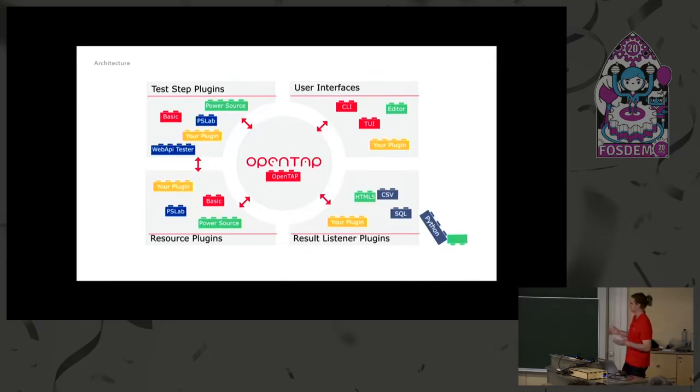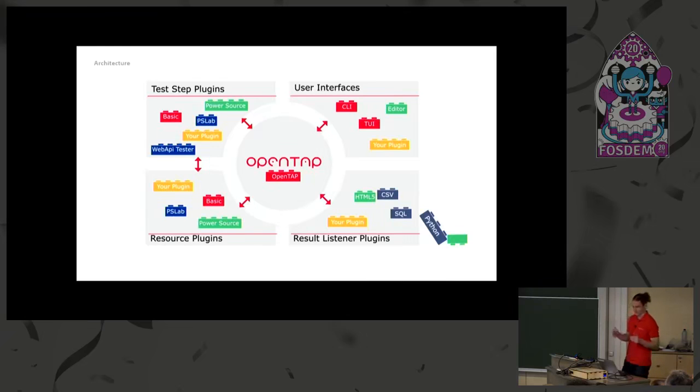But it's kind of the metaphor, right? So if you look, you have the tested plugins, you have your resource plugins, you have your user interfaces, and your result listener plugins. Those are all different parts of the system, right? And you can see the different colored bricks are kind of the different plugins you can have. And the color does not really have any significance.